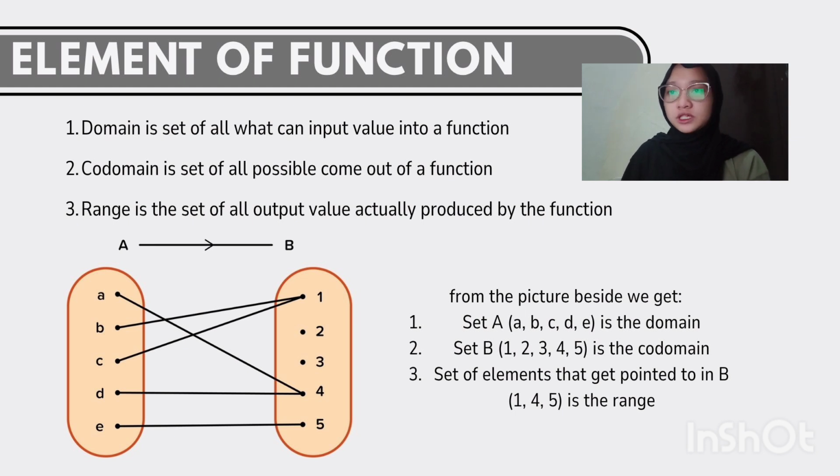From the picture beside, we get: first, set A, B, C, D, E is the domain. Second, set B, 1, 2, 3, 4, 5 is the codomain. Third, the set of elements that get pointed to in B, 1, 4, 5, is the range.